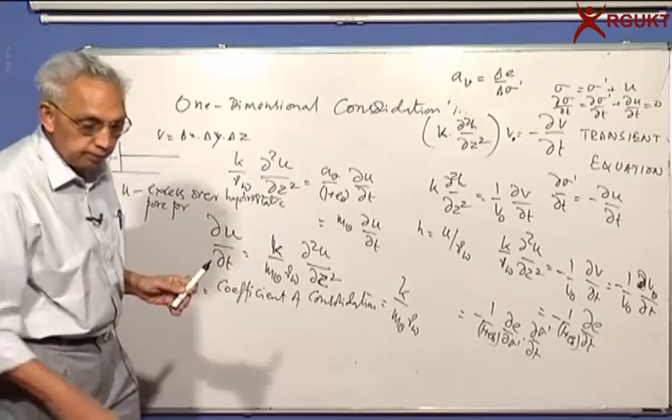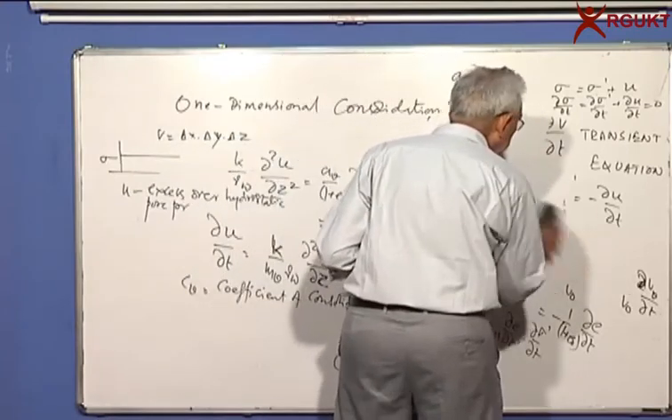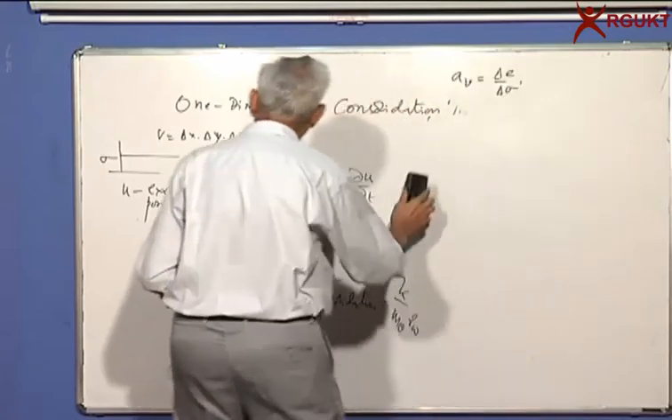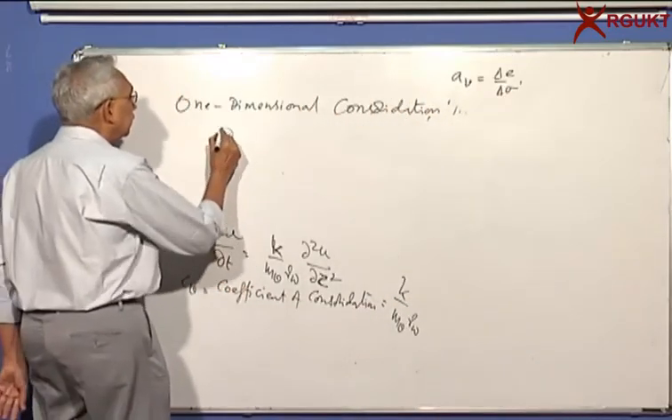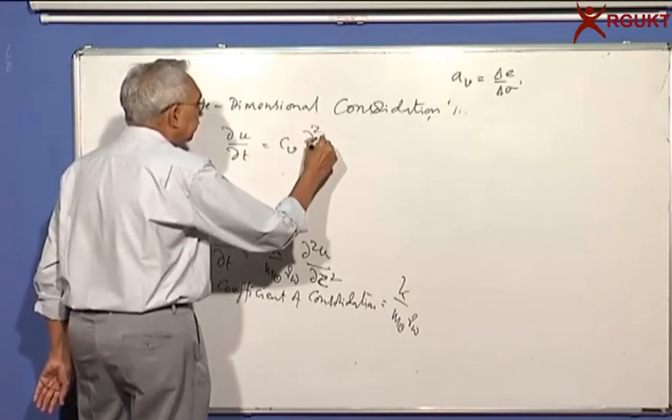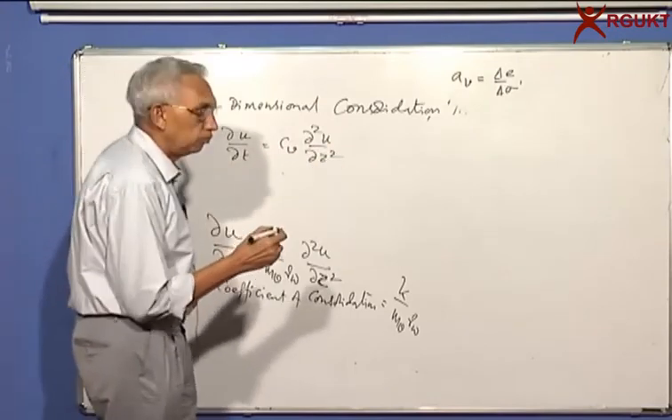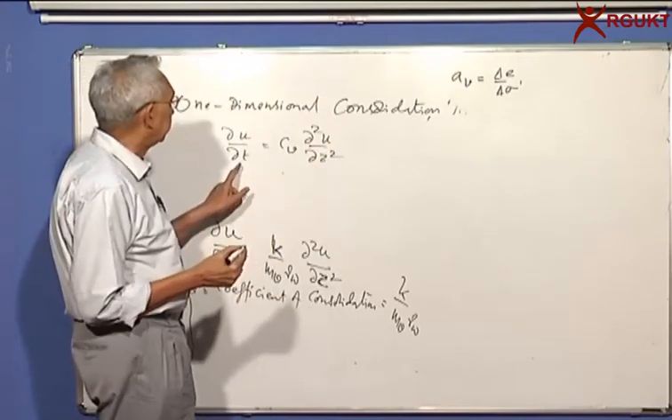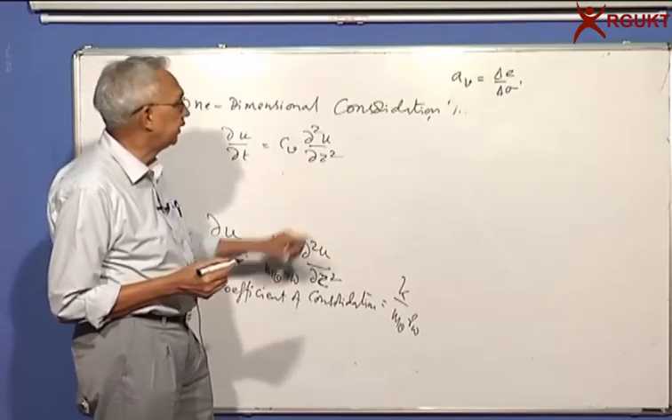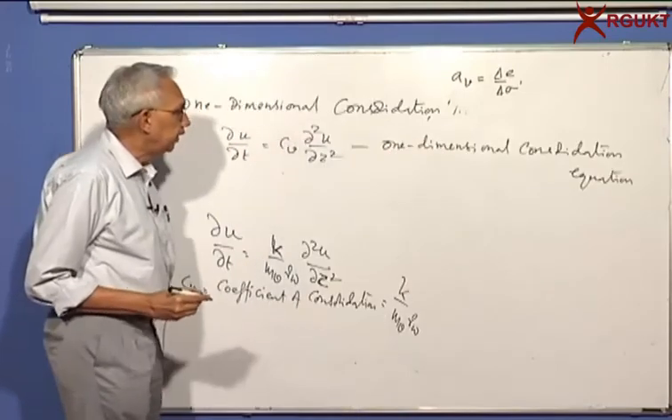So now the most famous equation for geotechnical people is Terzaghi's one-dimensional consolidation equation, which is written as ∂u/∂t equals c_v times ∂²u/∂z². It's a second order partial differential equation with respect to time t and the second derivative with respect to distance z. This is the famous one-dimensional equation, and you need to solve this.